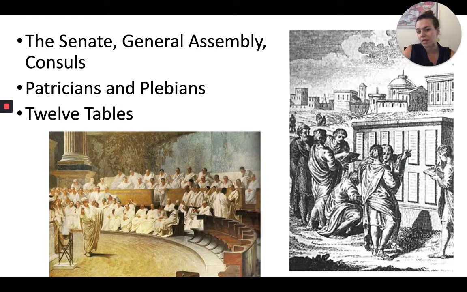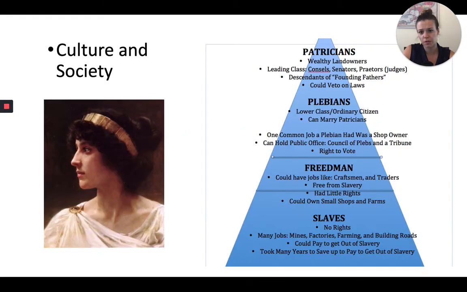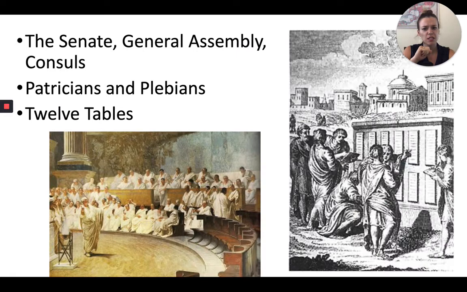Society in Rome is super hierarchical, right? So at the top, we have the patricians. Sorry, let me go back really fast. One more thing about the 12 tables.